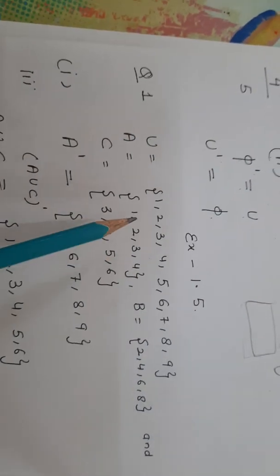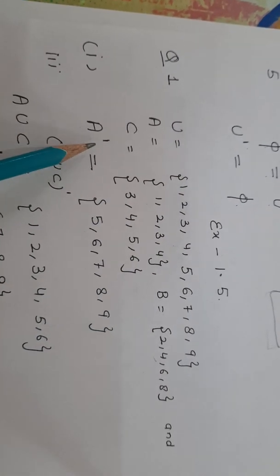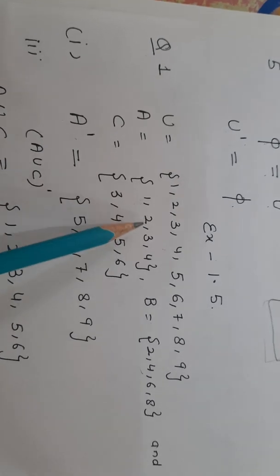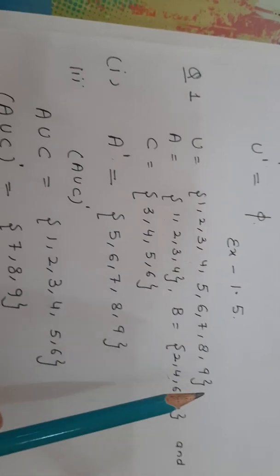Question number 1. Universal set is from 1 to 9. A, B, C sets are given. The first part, find A complement. A is 1, 2, 3, 4. The complement will be 5, 6, 7, 8, 9.